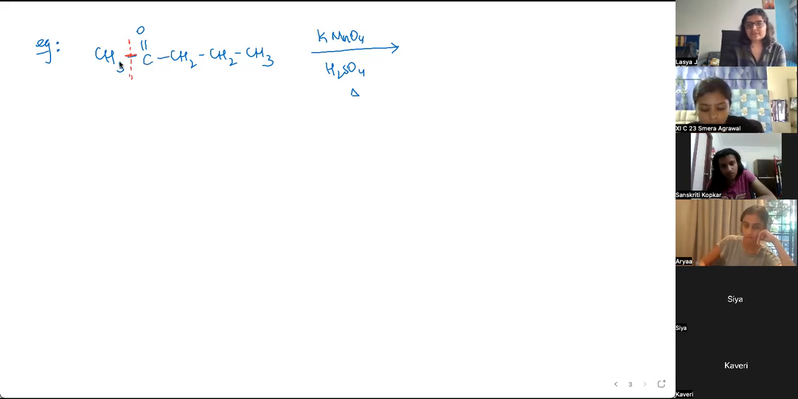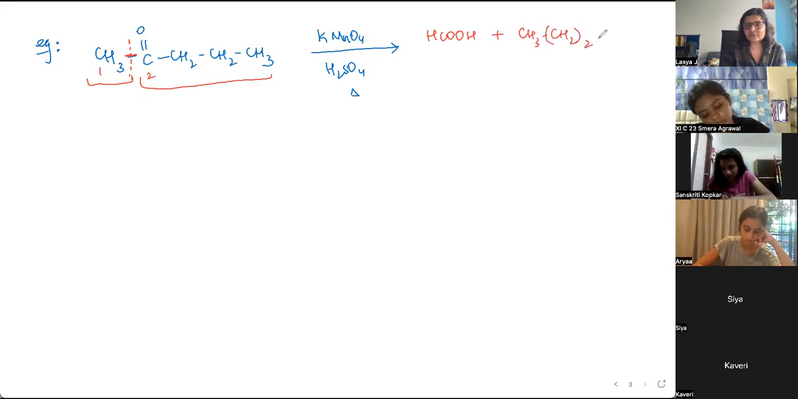So suppose I have the bond between C1 and C2 breaking. Then this will be an acid. So I get formic acid, HCOOH, plus this whole thing will be another acid. So I get CH3, then CH2 taken twice, and then COOH. So butanoic acid.